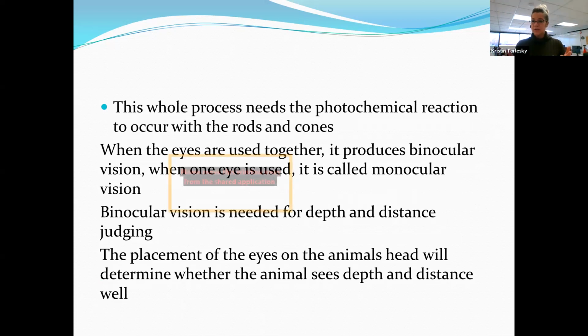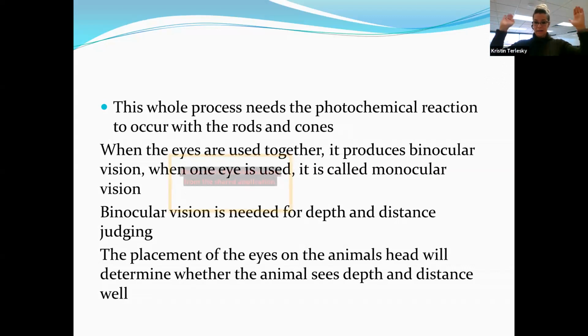When the eyes are used together, which we just talked about, it produces binocular vision. So in the classroom, we actually have a microscope with two lenses, and that's binocular. That means you're seeing through both eyes, okay? Monocular is when you're seeing through just the one. That's your lateral vision that you have on some of these animals. They're seeing only one eye at a time. They can see both eyes together, but it's not a really wide margin of vision, okay?